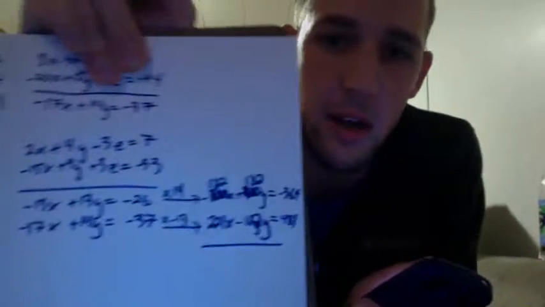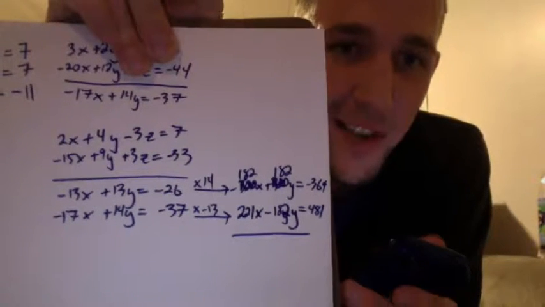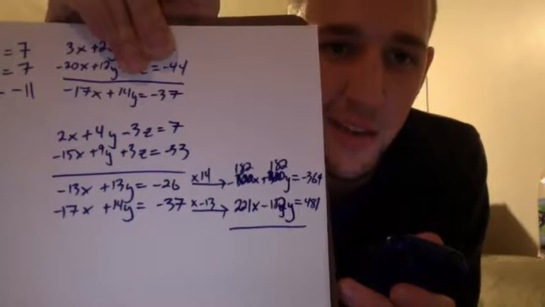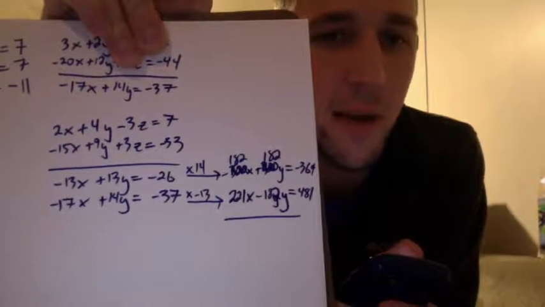Let me make sure I did the other one right then, too. Okay. Top equation should be good now, I think. So it should be negative 182x plus 182y equals negative 364. And then the second equation should be 221x minus 182y equals 481.